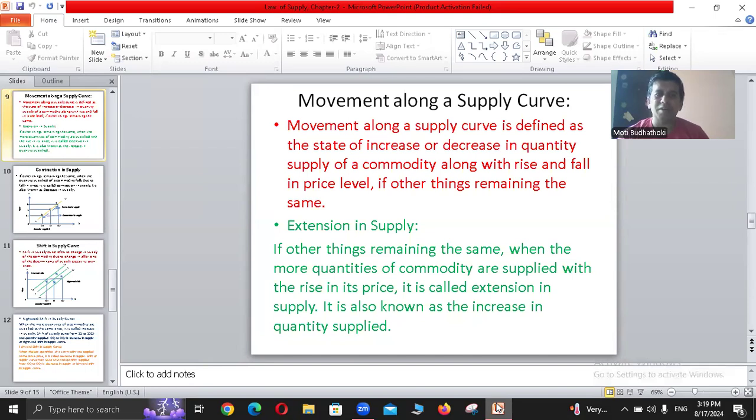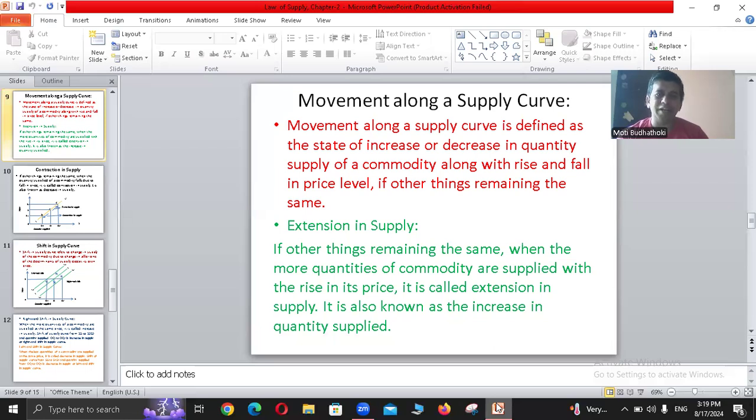Movement along a supply curve means the change in the position of the point on the supply curve due to an increase or decrease in price. Due to the fall and the rise in price, the position of supply is changed, and it is called movement along a supply curve. It is on the same supply line.